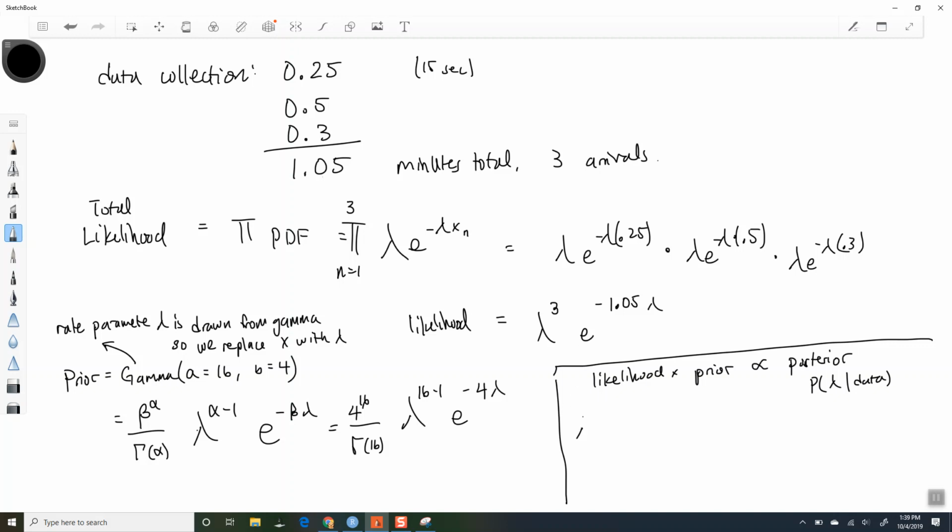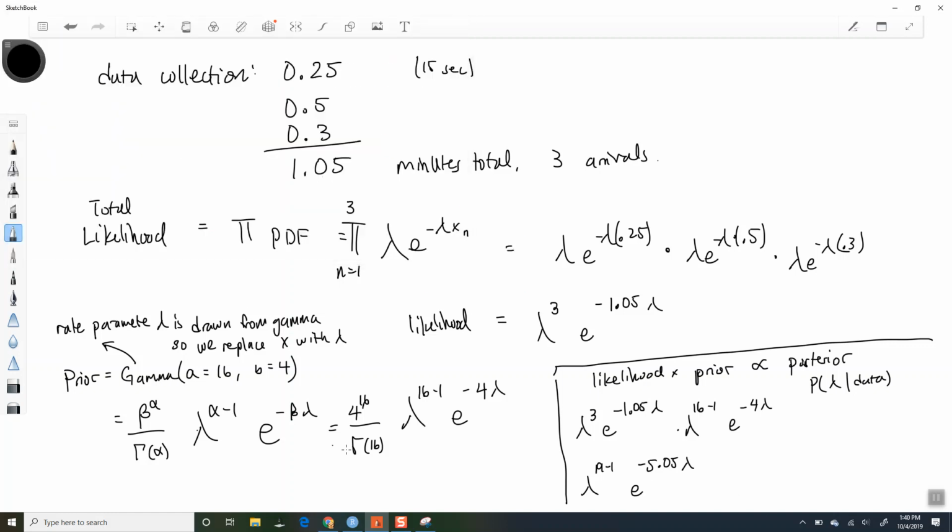So the likelihood is lambda to the third, e to the negative 1.05 lambda. And then my prior, I'm going to just ignore the constant for now, is lambda to the 16 minus 1, e to the negative 4 lambda. And so this combines and we get lambda to the 19 minus 1 and e to the negative 5.05 lambda. Is that all right?